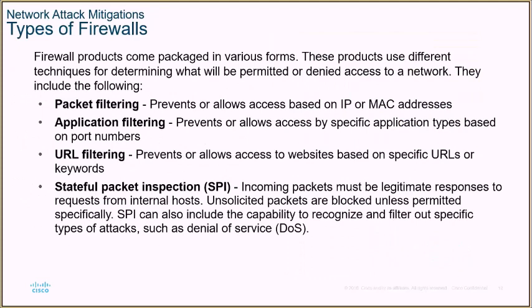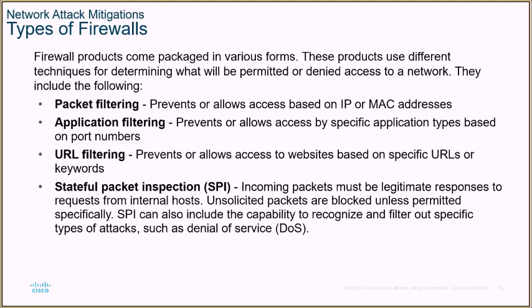Okay, so there are different types of firewalls out there. Firewall products come packaged in various forms. These products use different techniques for determining what will be permitted or denied access to a network. They include the following. Packet filtering is very basic access control listing, and it's just based on IP or MAC addresses, typically IP addresses. Application filtering prevents or allows access by specific application types based on port numbers. So, again, instead of looking at the layer 3 IP address, you can look at a combination of their IP address and what port numbers they're trying to connect to.